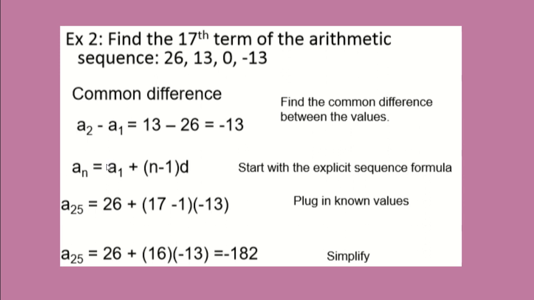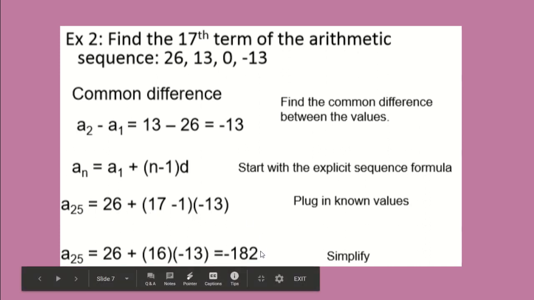The a sub 1 is 26, that's the first number. And we are looking for the 17th term, so n is going to be 17. Plug in all our information into our formula, do PEMDAS, and we get negative 182.